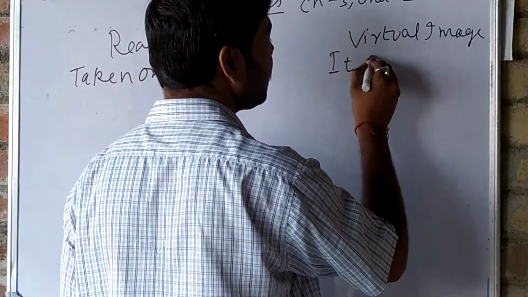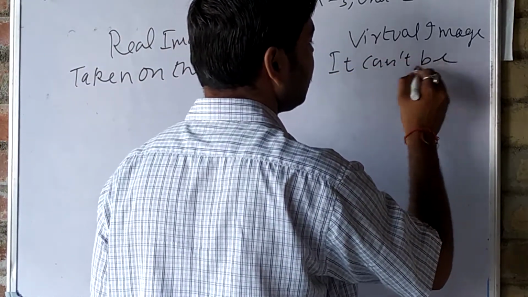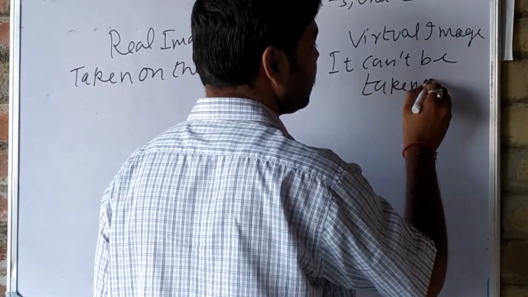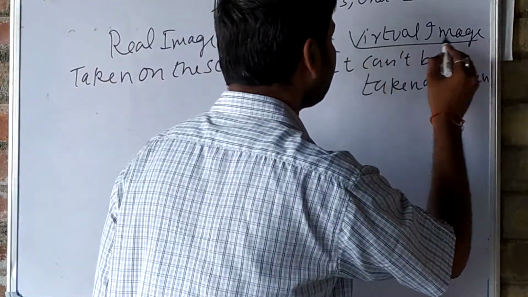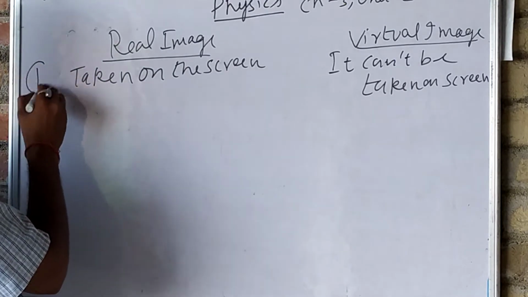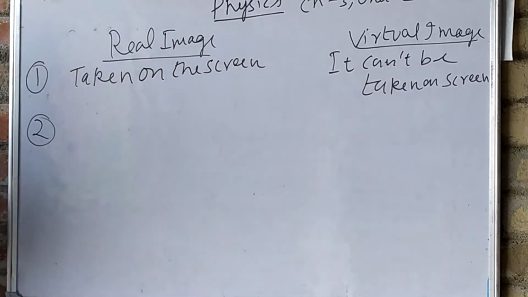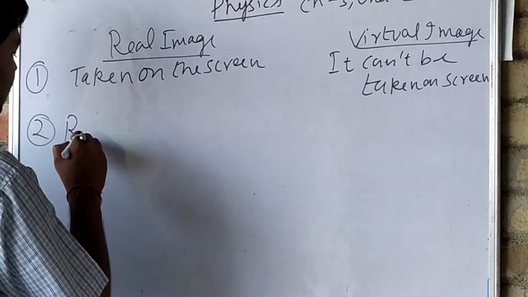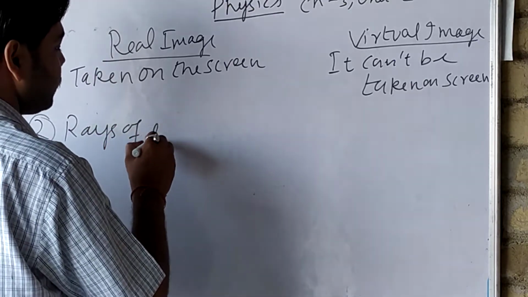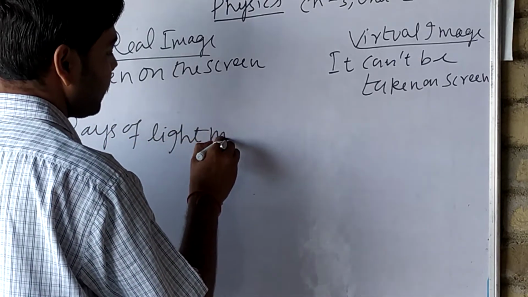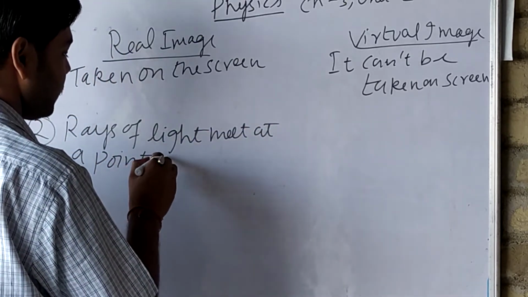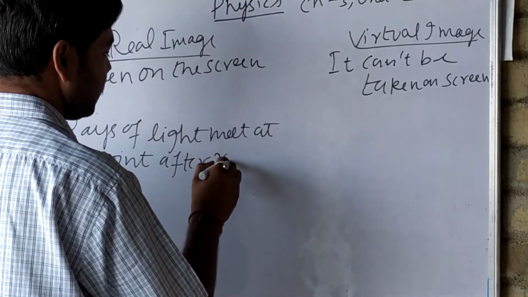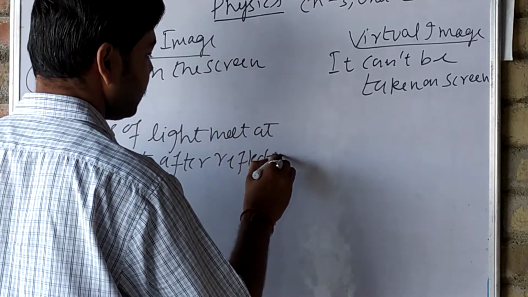Virtual image cannot be taken on the screen. Real image can be taken on the screen. Okay, second point, that the rays of light meet at a point after reflection. Rays of light meet at a point after reflection.